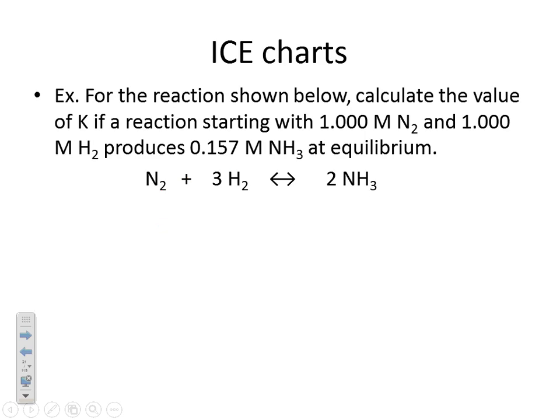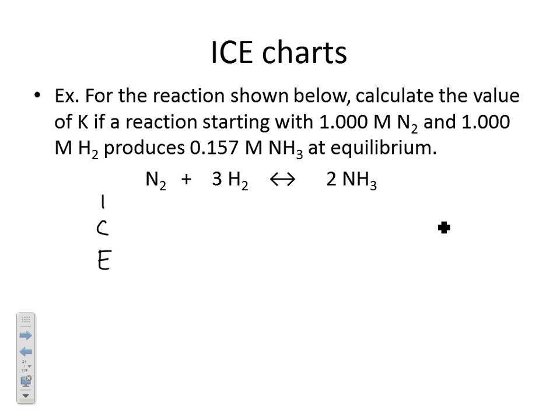So to show you what I mean, we have a simple problem here. For the reaction shown below, calculate the value of K for reactions starting with 1.000 molar N2 and 1.000 molar H2 produces 0.157 molar NH3 at equilibrium. I'm going to solve this with an ICE chart. So I have the balanced chemical equation, and I'm simply, to sort of show you how I'm filling this in, I'm going to write three rows, I, C, and E, initial concentration. So we're going to start with initial concentrations.